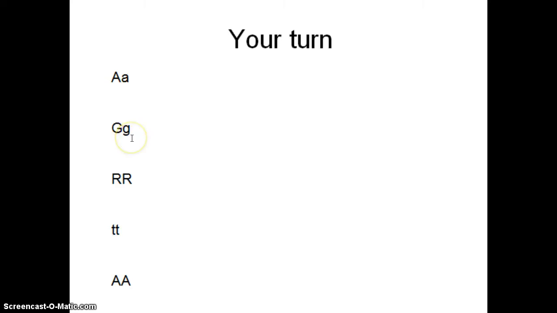How'd you do? So this would be heterozygous. This one's homozygous dominant. And the last one is homozygous recessive. And the capital A and capital A is homozygous dominant.